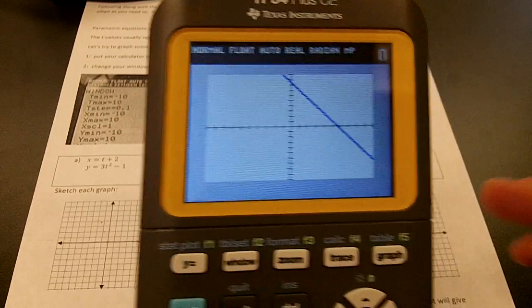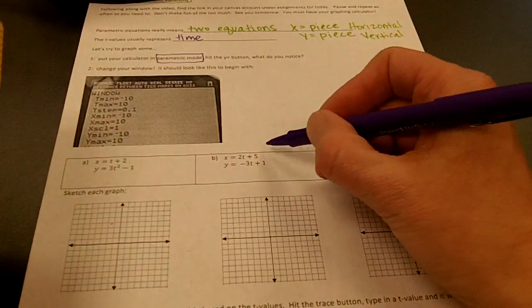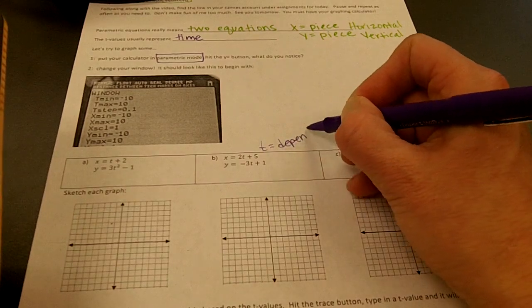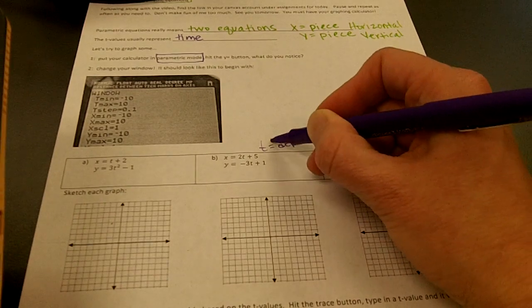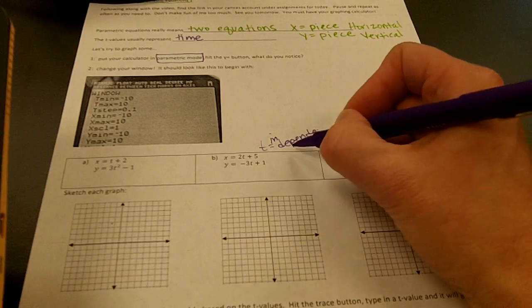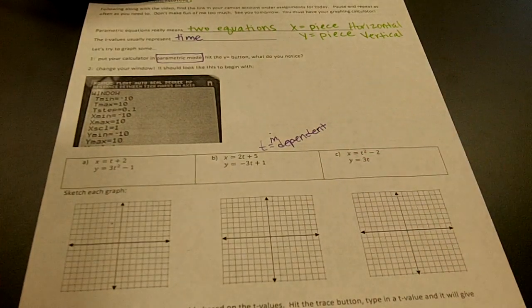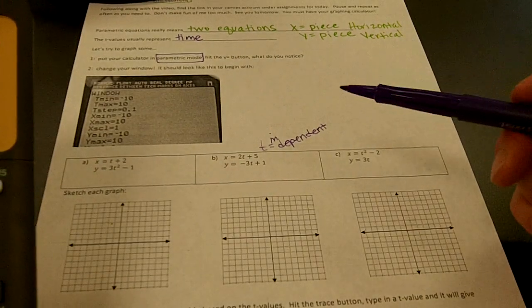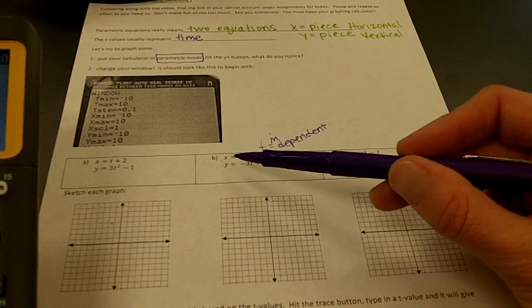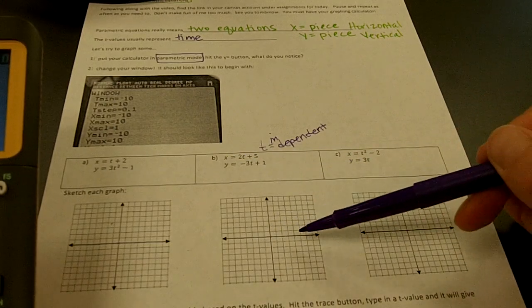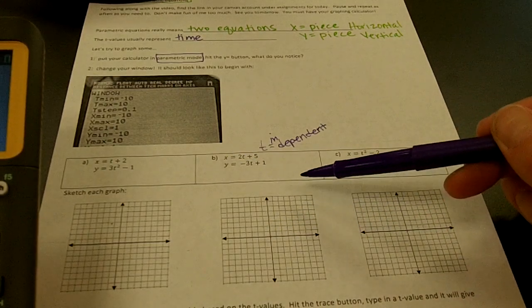So this line, basically in parametric equations, t is the independent variable. If you think about this in terms of time, time is the thing that makes things move horizontally, and time is the thing that makes things move vertically.